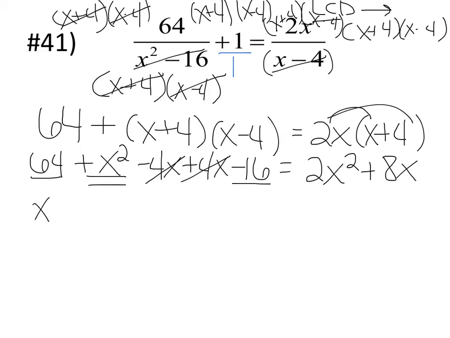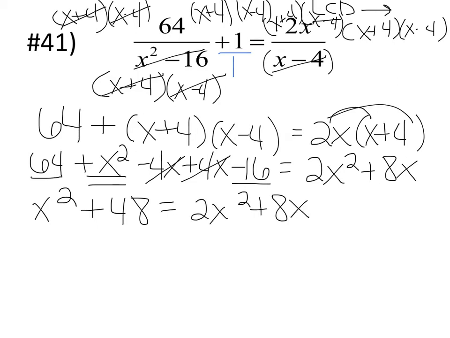So I'm going to write them in order. X squared, and then 64 minus 16 is what? 48? Yep. So plus 48 equals 2x squared plus 8x. Now we're going to move these over here so it's equal to 0 so I can factor it if I need to.